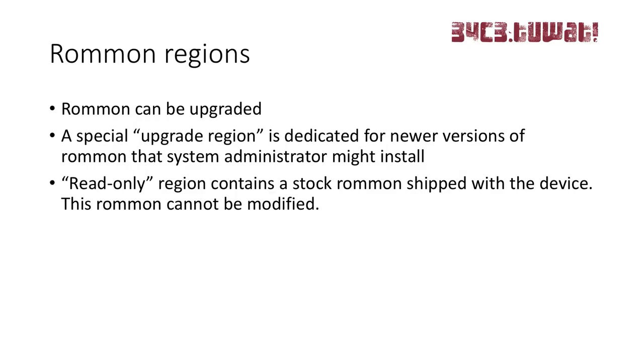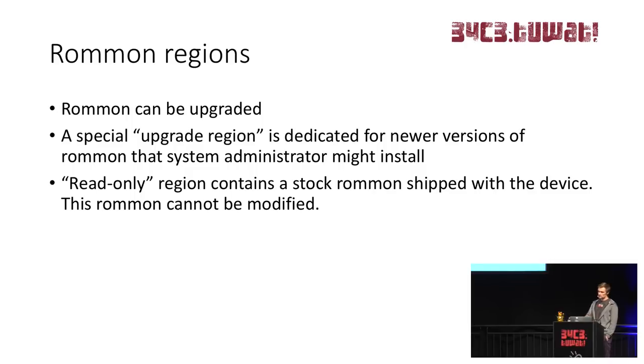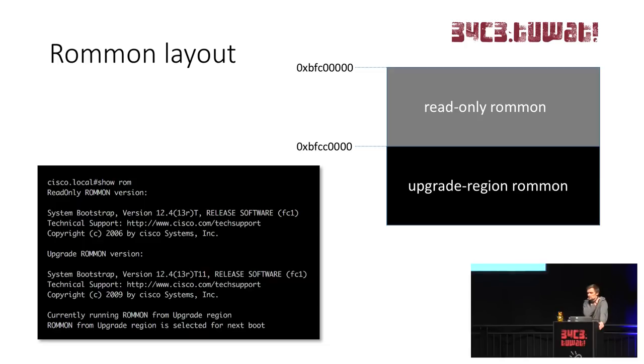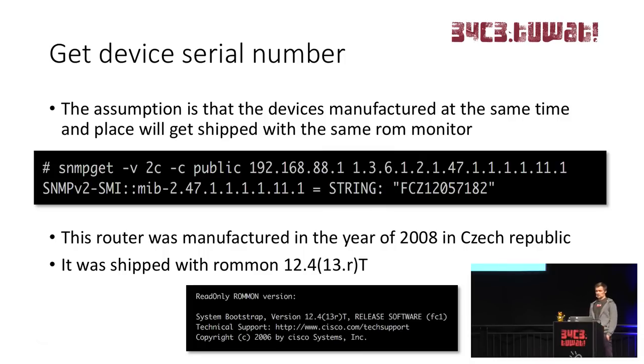But there's a second option, which is interesting. RAMMON is designed to be upgraded. So basically, a system administrator can download a new version and update it. But the thing is that the read-only region that contains the stock RAMMON is always in place, and it is always at the same offset. So even if you updated the RAM monitor, the read-only version of it, the old version that has always been there, will always be at BFC all zeros. So basically, the assumption is that all the devices manufactured at the same time and place will have the same read-only RAM monitor. You can query your serial number of your router using SNMP GET. So, for example, my lab router was manufactured in the year 2008 in Czech Republic, and it has the following version of RAM monitor.